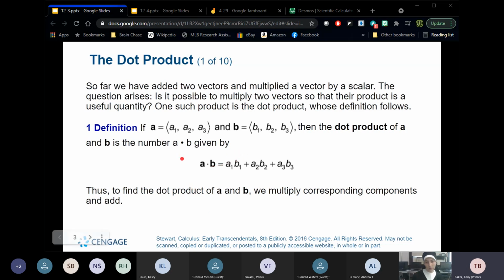The dot product is A dot B, and it's A1 times B1 plus A2 times B2 plus A3 times B3. Basically you're multiplying the first terms, the second terms, and the third terms, and then adding those values together. That's what the dot product does. The dot product is going to give me a single number answer, whereas with the cross product we're actually going to get a vector out of it.